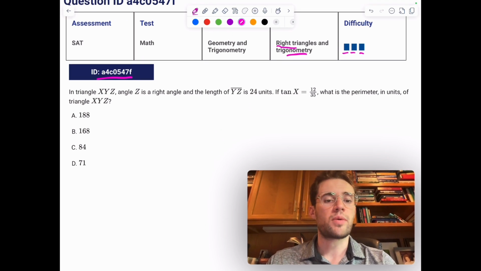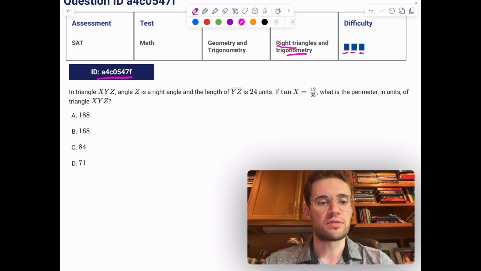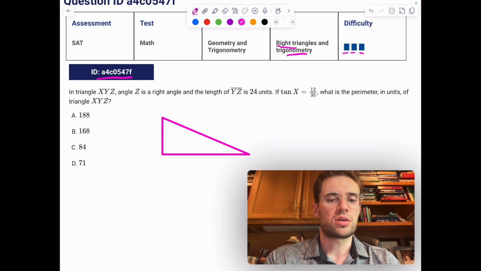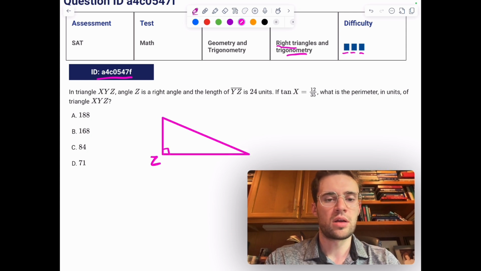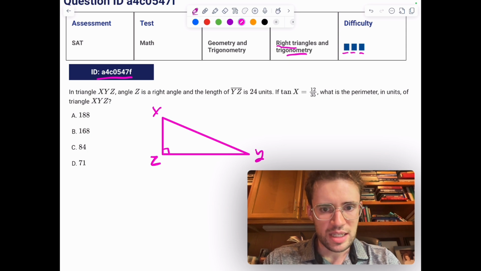In triangle XYZ, angle Z is a right angle and the length of YZ is 24 units. If tangent of X equals 12 over 35, what is the perimeter in units of triangle XYZ? All right, so Z is our right angle. We can draw a right triangle here, put Z down here. Means X and Y will be the other ones. And it says YZ is 24.